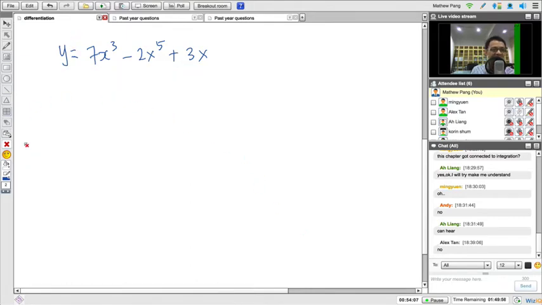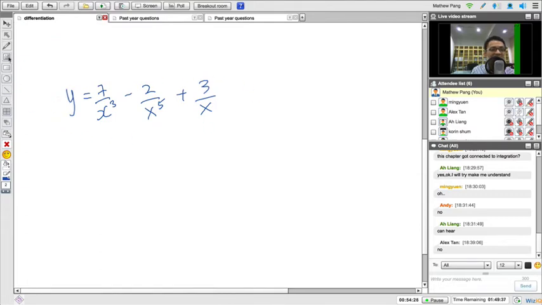Okay, let's see. I randomly give you a question. y equals to maybe 7 over x cubed minus 2 over x power 5 plus 3 over x. Alright, people try to differentiate this one, find me the answer. What is dy dx? Okay, try to do this one. I will give you 2 minutes. Should be more than enough to finish this one. Okay, please try to do. Let me know if you have any question or any problem or you cannot understand.